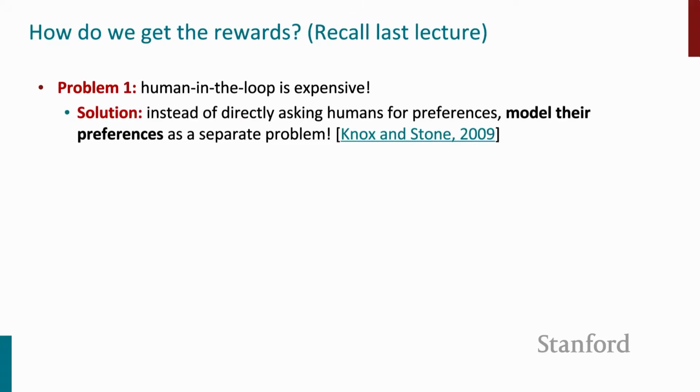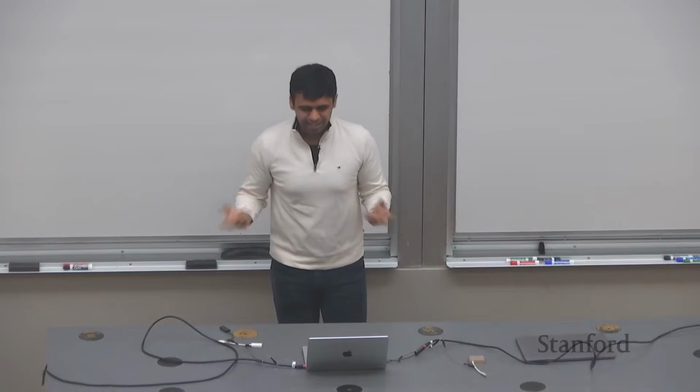Cool. So, first problem is that we have so far assumed that we have some kind of a reward function which will tell us, hey, the summary is 10.0, the other is 5.0. That usually is not possible.